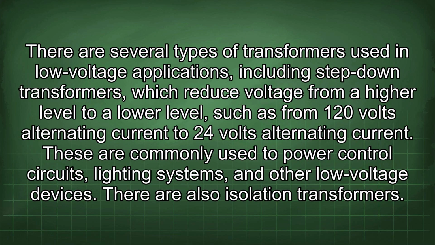There are several types of transformers used in low-voltage applications, including step-down transformers, which reduce voltage from a higher level to a lower level, such as from 120 volts alternating current to 24 volts alternating current. These are commonly used to power control circuits, lighting systems, and other low-voltage devices.